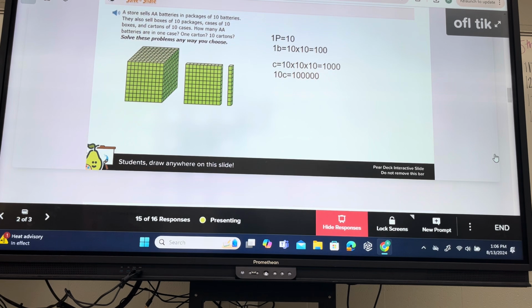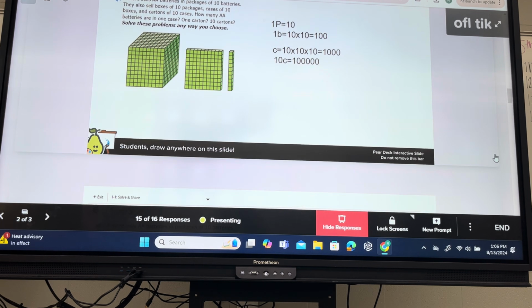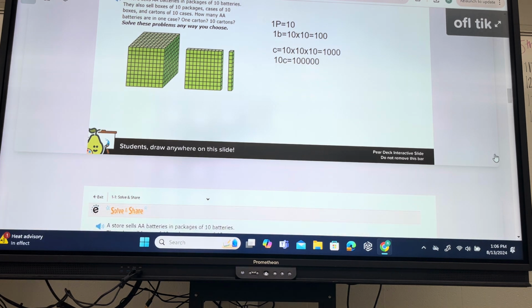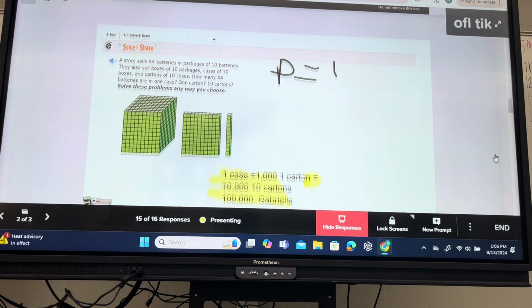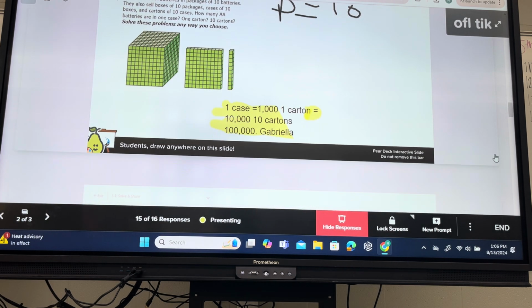Very good. One pack equals 10, one box equals 10 times 10, which is 100. A case is 10 times 10 times 10, which is 1,000. Then one carton would be 10,000, and 10 cartons would be 100,000. Very good.